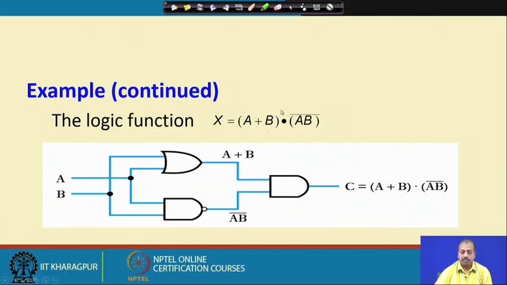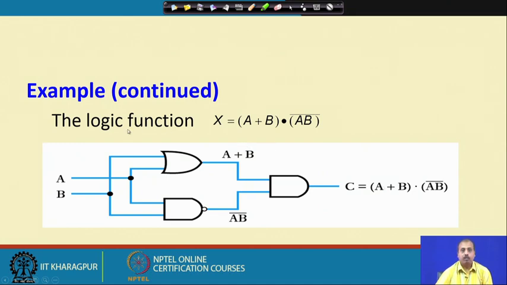So, now once we have got the logic function, we can represent it in the form of gates. First of all I need an A OR B. This OR gate has A and B as input, so I get here A or B. Then I need a NAND gate to get A B bar. This is the NAND gate getting A B bar from A and B, and then finally these two are to be ANDed. So we get C equal to (A plus B) dot A B bar.